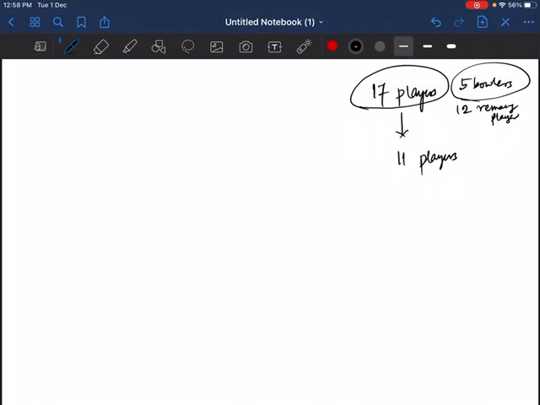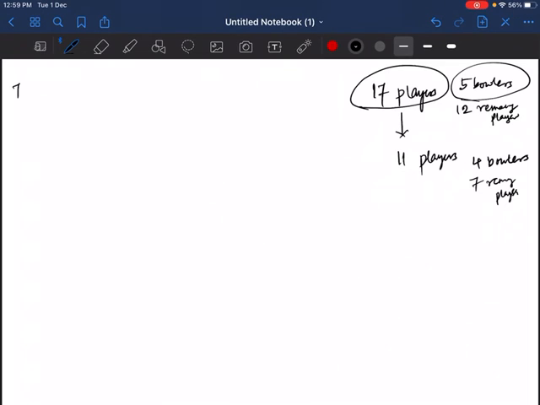Now the 11 player team which we have to make, there must be exactly 4 bowlers. If there are exactly 4 bowlers, the remaining players will be what? It will be 7. There must be 7 remaining players. So I hope it will be far easier for you guys to solve this one.